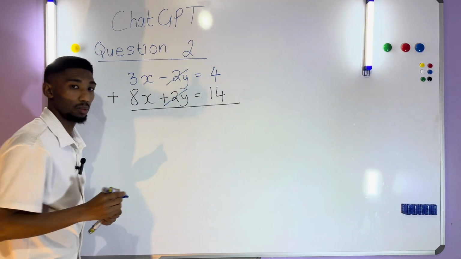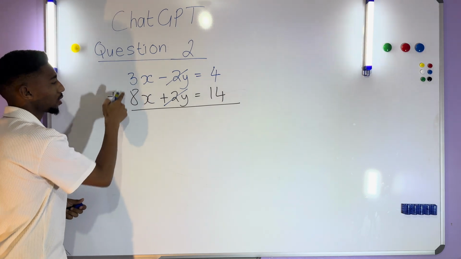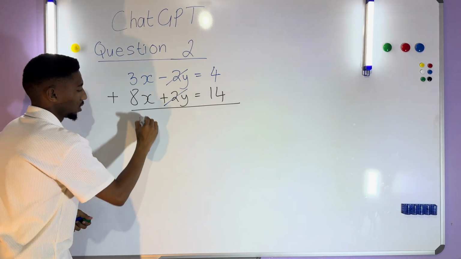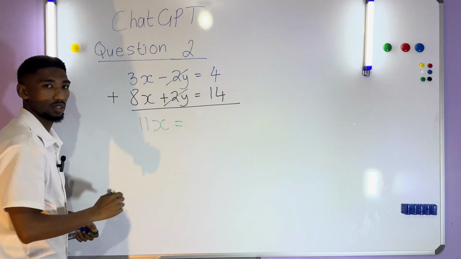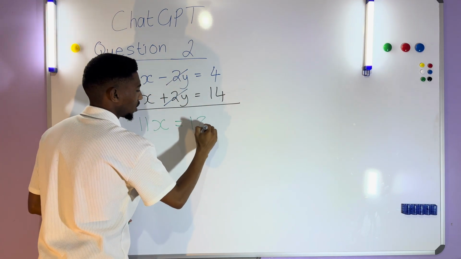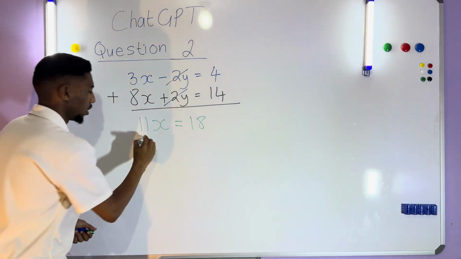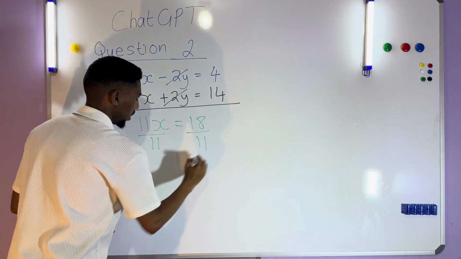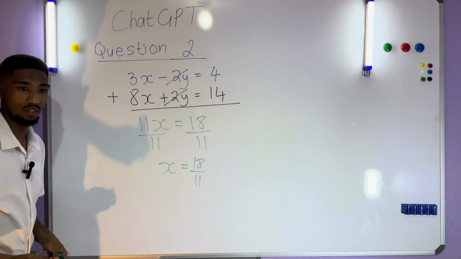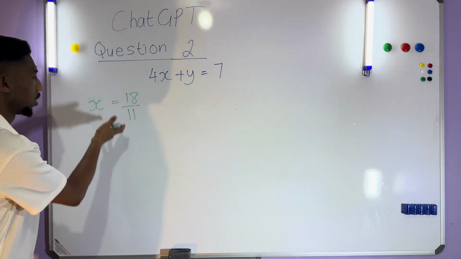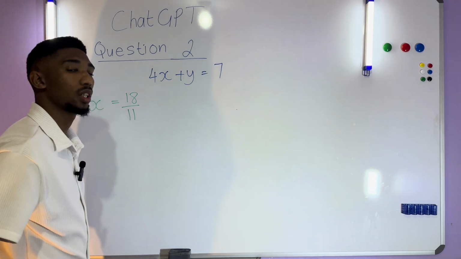Okay, so we have 3x plus 8x gives us 11x equals 4 plus 14 gives us 18. Okay, and to solve for x over here, we're going to divide by 11, and we have x equals 18 over 11.